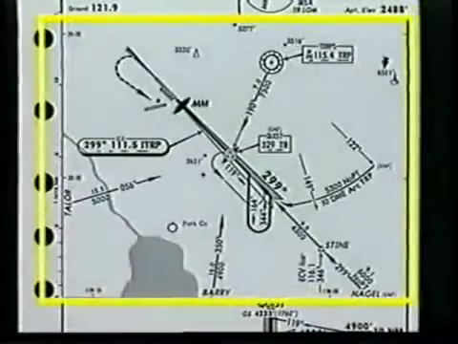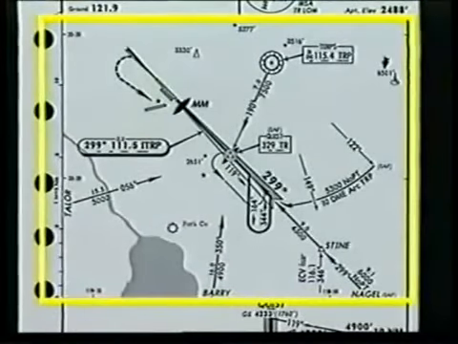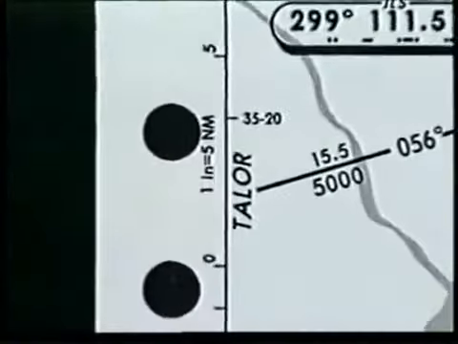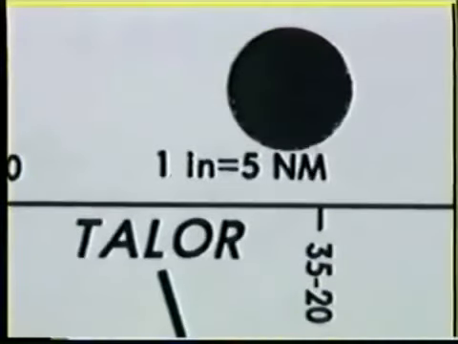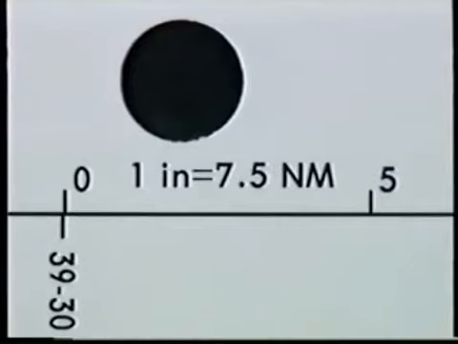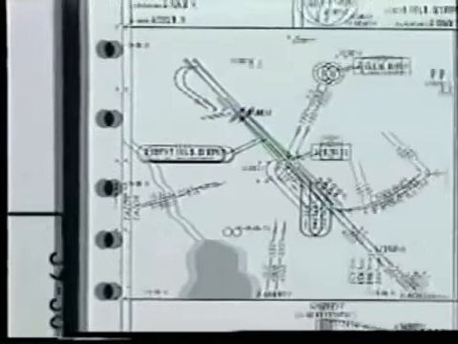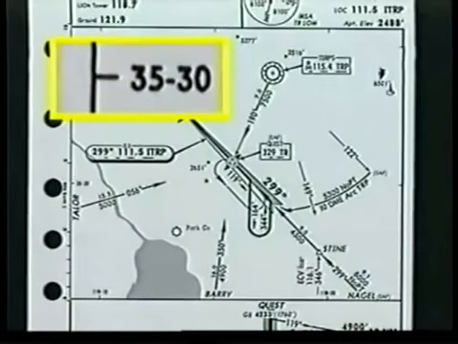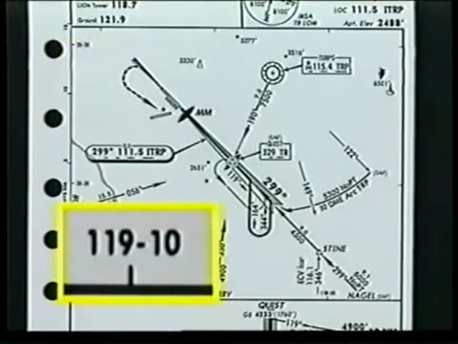The next section we'll look at is the plan view. To help you measure distance, a mileage scale is located along the left side of the chart. Normally, this scale is 1 inch equals 5 nautical miles. However, if the geographical area is large, the scale could be 7.5 nautical miles per inch. Latitude and longitude lines are shown in 10-minute increments along the inside edges of the plan view. In this case, 35-30 represents 35 degrees 30 minutes north latitude, and 119-10 represents 119 degrees 10 minutes west longitude.